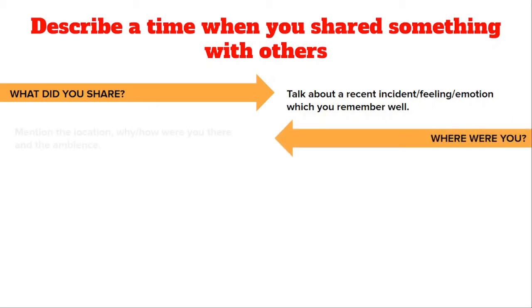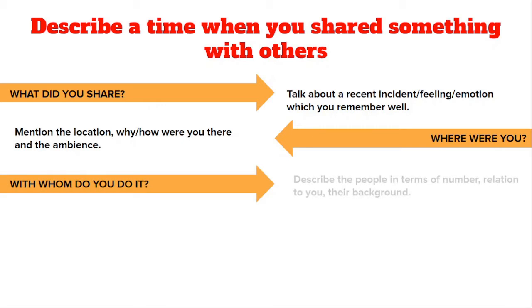Question number 2. Where were you and with whom did you share it? Both these questions go hand in hand. Mention the place but also mention the time of the day, number of people. You can also describe who these people were and why you had gathered at that place. For example, here you can say that I had gone for a family get together at my uncle's place last evening. At that time, I received the email of the offer letter and I was completely surprised.